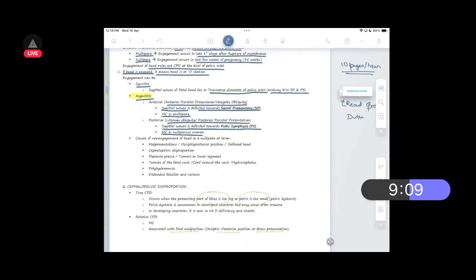You have synclitic and asynclitic. Asynclitic is normal, I feel. I forget where I read, but some amount of asynclitism is no problem. That's what I think I read.